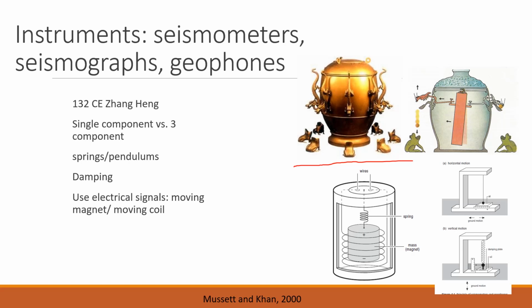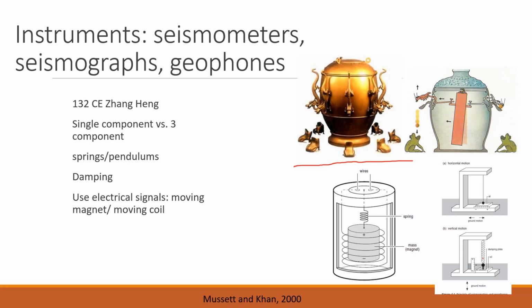So we can either have a mass sitting on a pendulum, and basically the base of that, the thing that the pendulum's hanging from, is going to be stable and the ground will move underneath it, and so the pendulum holds constant and the ground is moving, so we're recording how the ground moves by that pendulum holding constant. The other way to do it is to use a spring.